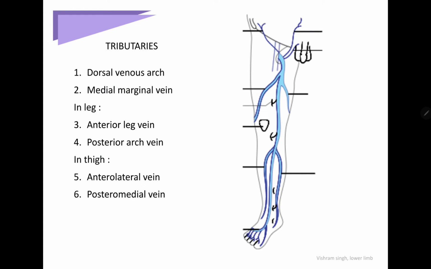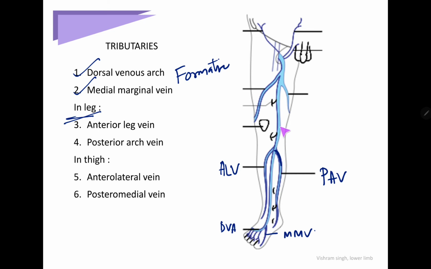So the tributaries, we will begin from the distal end of the foot, where it forms. So the first two are the formative tributaries, which we have already discussed, right? The dorsal venous arch and the medial marginal vein. These two are called the formative tributaries. Then, as it ascends upwards, it receives two more branches in the leg. One from the anterior aspect, so it is called the anterior leg vein. Another vein, which is from the posterior aspect, forms an arch before it drains, so it's called the posterior arch vein.